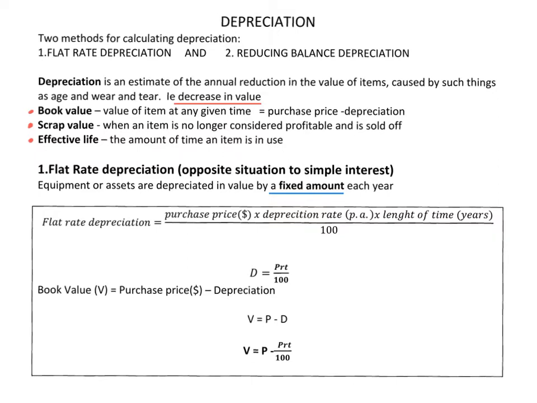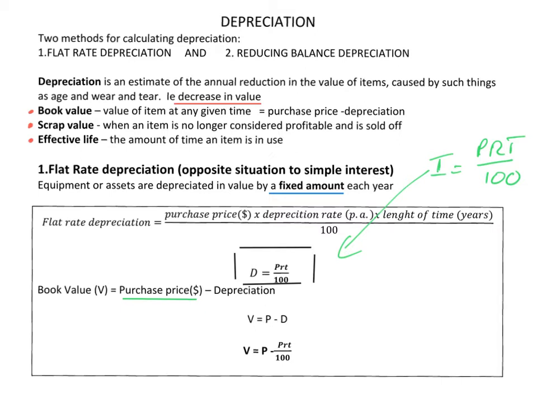So flat rate depreciation. Let's have a look at the rule for it. D is equal to PRT on 100. Does that look familiar to you? Well, it should. Remember the rule for simple interest, I equals PRT on 100. So interest is adding on to your principal, but depreciation is taking away from your principal, or if you like, taking away from your purchase price.